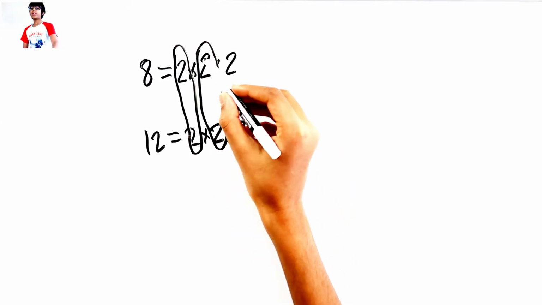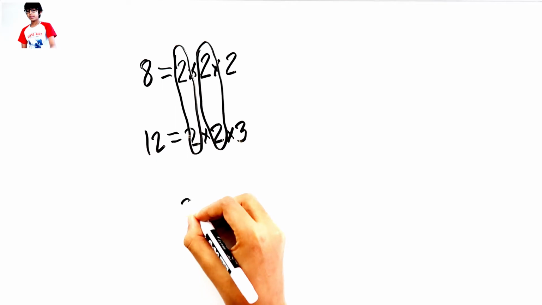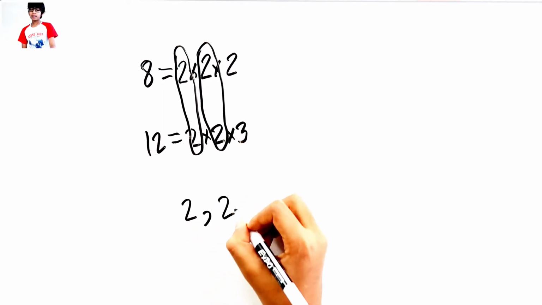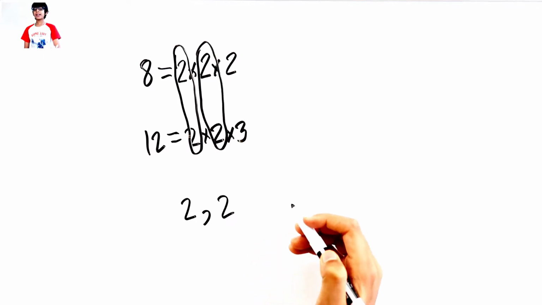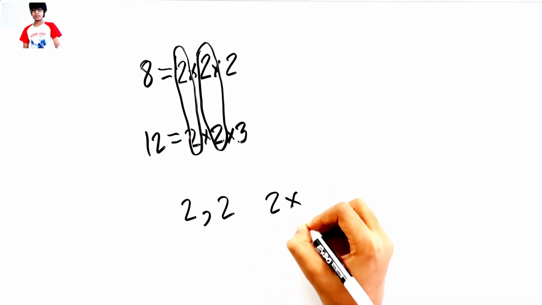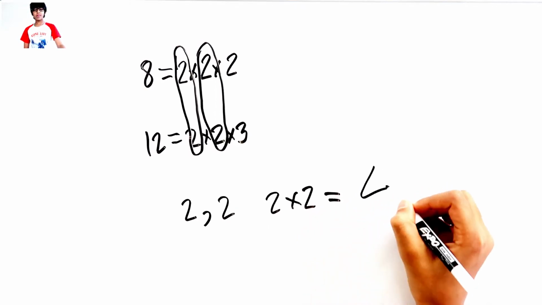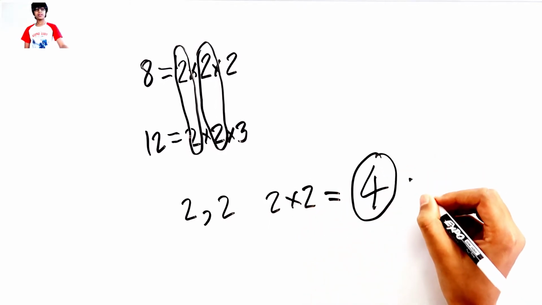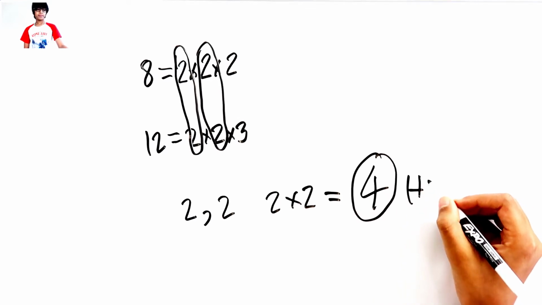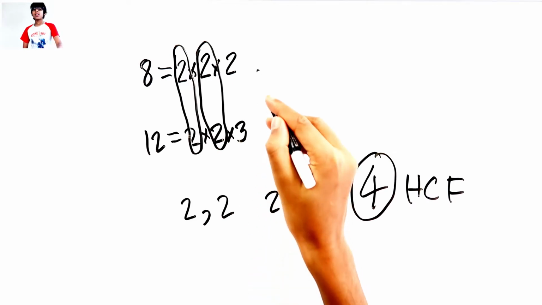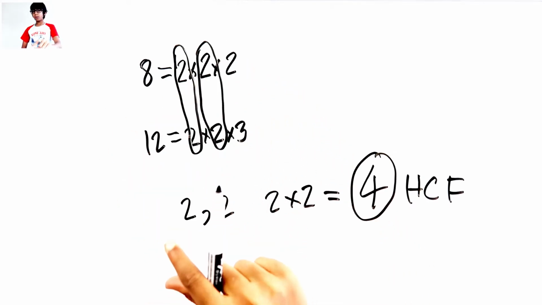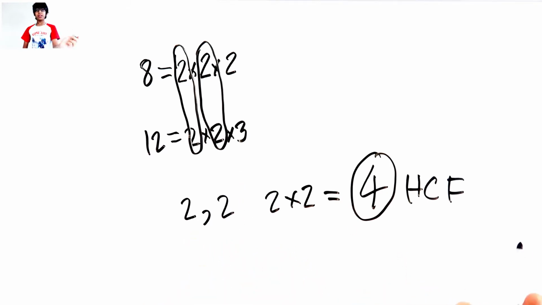Okay, so now let's write both of the group numbers here. So 2 and 2. Now let's multiply them to find the highest common factor. So 2 times 2 is 4. The highest common factor is 4. Do you think this method was faster? Yeah, I think so. Because we do less writing and smaller multiplication and no division.